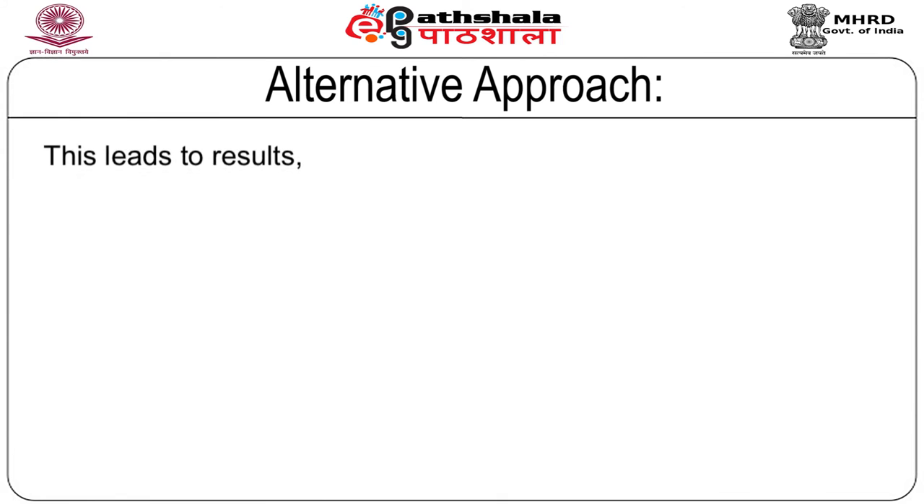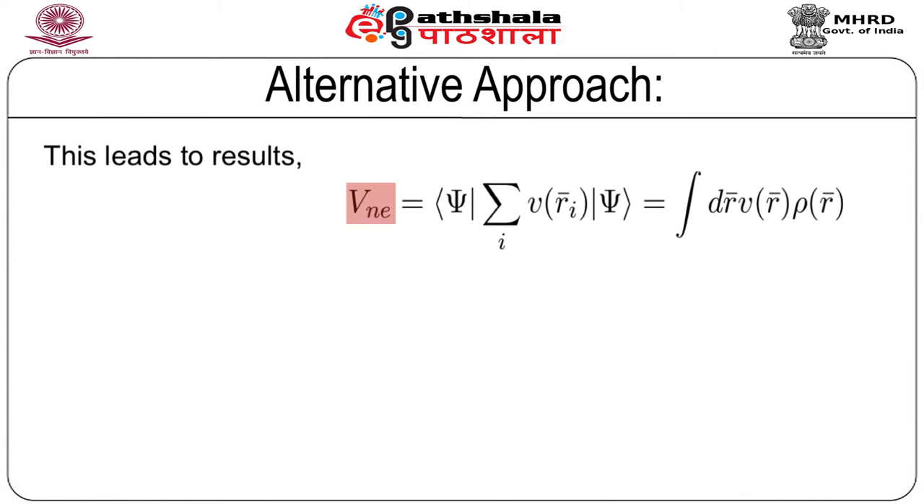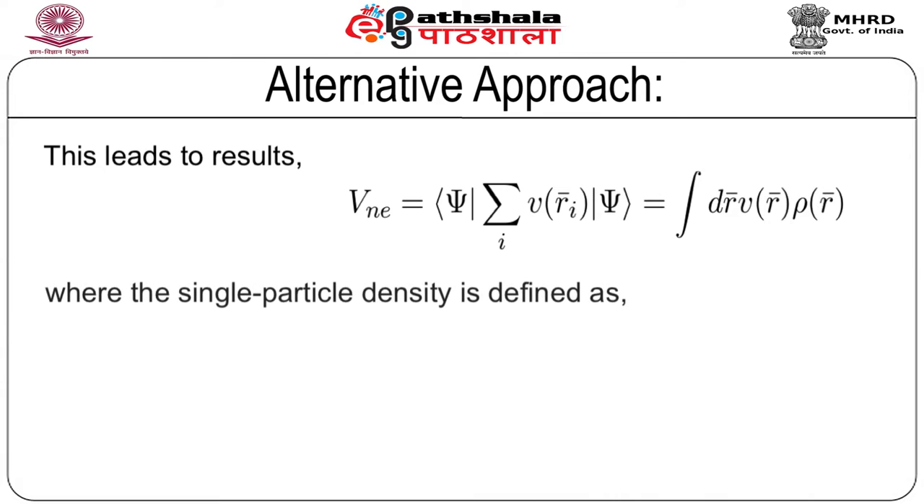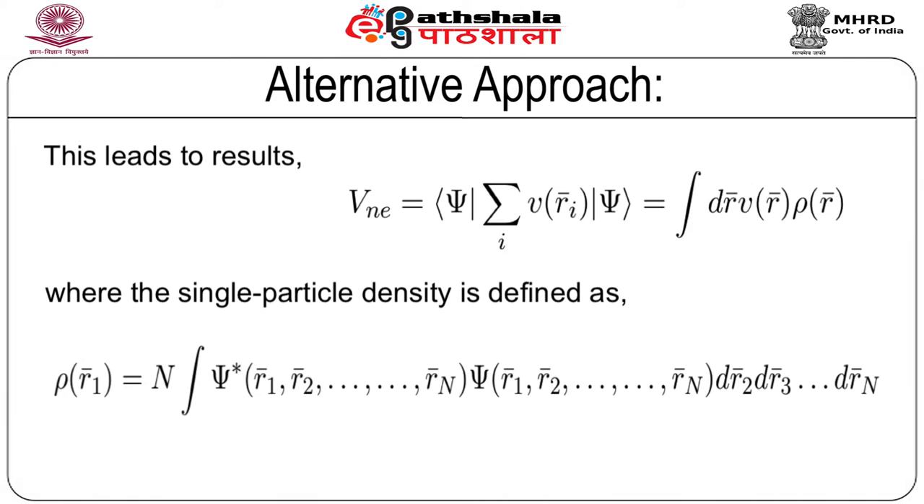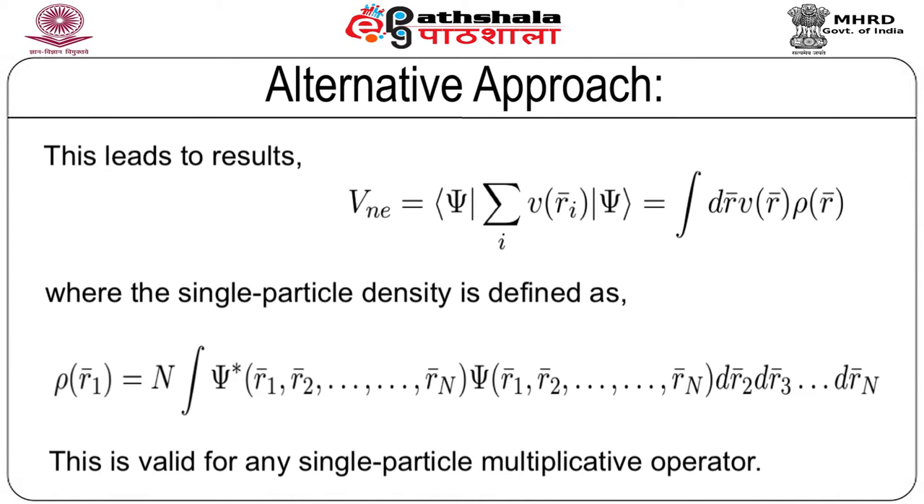This would lead to the expression for Vne as given by integral dr V r rho r, where we have now introduced this single particle density rho r, which is defined as rho r1 equal to n integral psi star psi integrated from r2 to rn. Therefore, rho depends on r1, while the integration has been done from r2 to rn. This is valid for any single particle multiplicative operator.